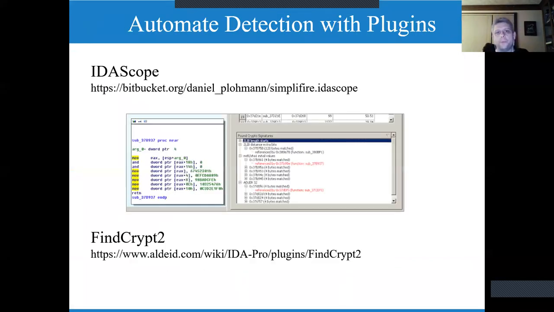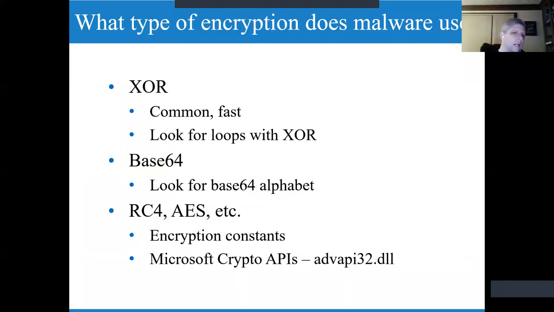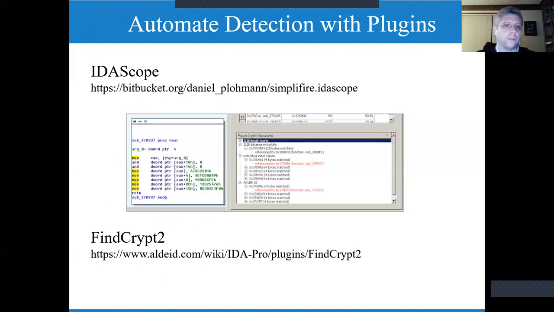All right. So all of these different ways that I talk about here are kind of cumbersome to do on your own or manually. And so you want to automate that as much as you can. IDA Pro has some really great plugins to do this. I already mentioned IDAScope. IDAScope does so many cool things. Daniel Plohmann is the gentleman who created it. I highly recommend you follow him on Twitter or anywhere else. He is absolutely brilliant, and this is one of my absolute favorite plugins.